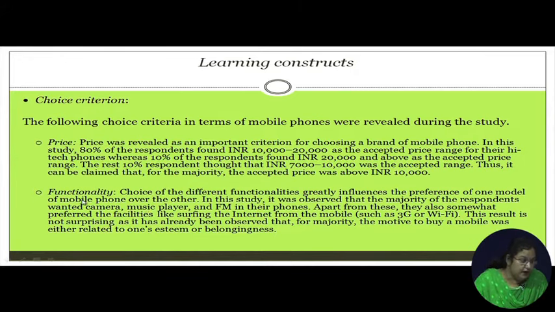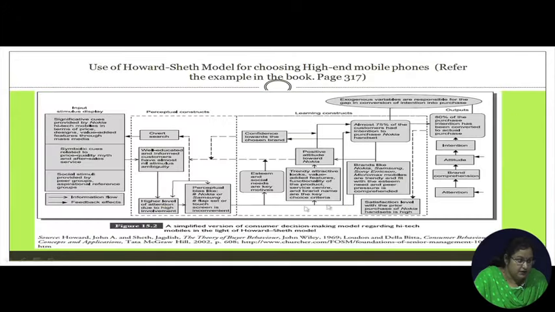In 2010, at that point of time, they mainly wanted functionality like sturdiness, and then the camera, music player, FM, and somewhere they wanted some other facilities like internet, 3G and Wi-Fi in the mobile. This result is not very surprising. It has already been observed that for the majority the motive for buying a mobile was related either to esteem need or belongingness need. So, we finished these two.